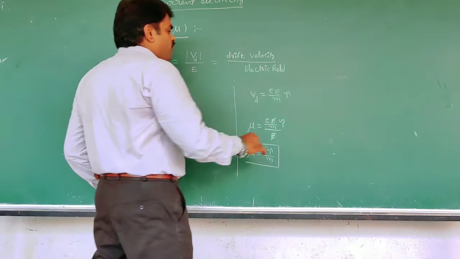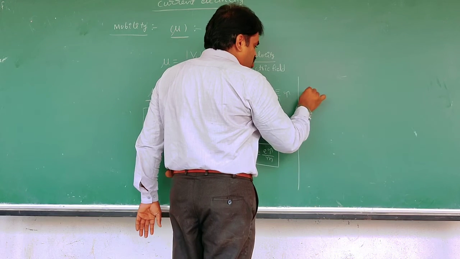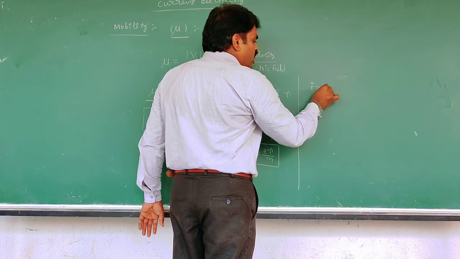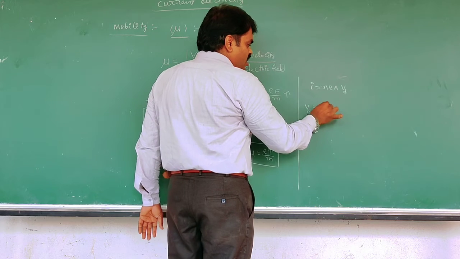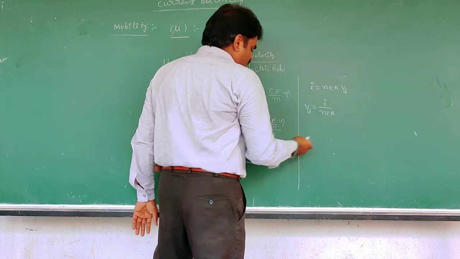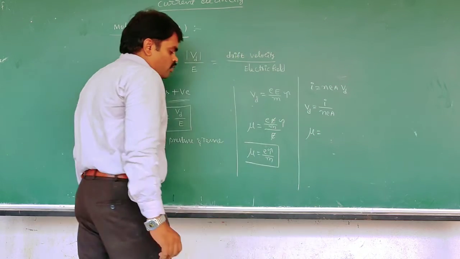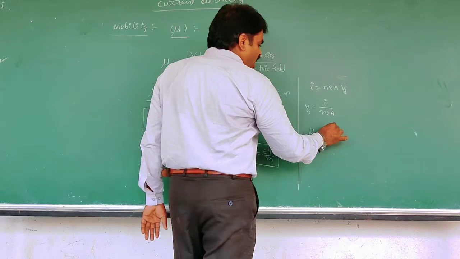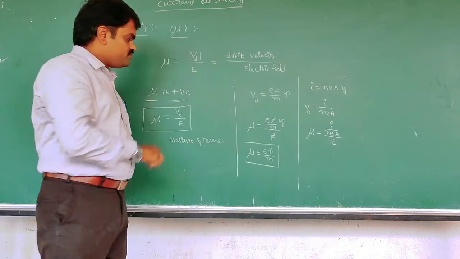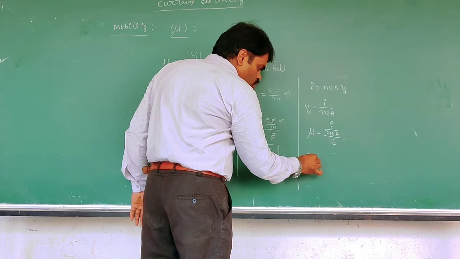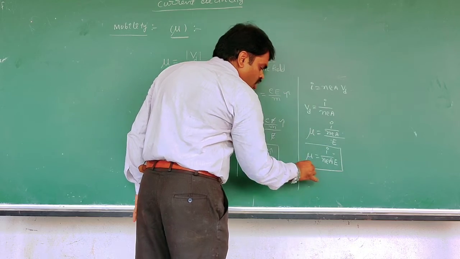And another formula of drift mobility: I is equal to N E A Vd. Then Vd can be written as I by NEA. Substituting, mu is equal to Vd, that means I by NEA by E. Then mu is equal to I by NEA into E. This is the formula of mobility.